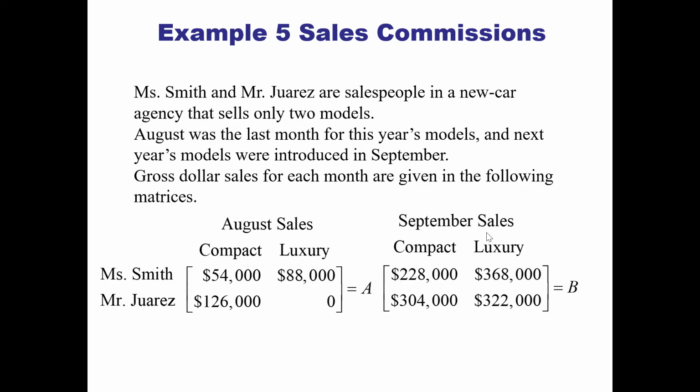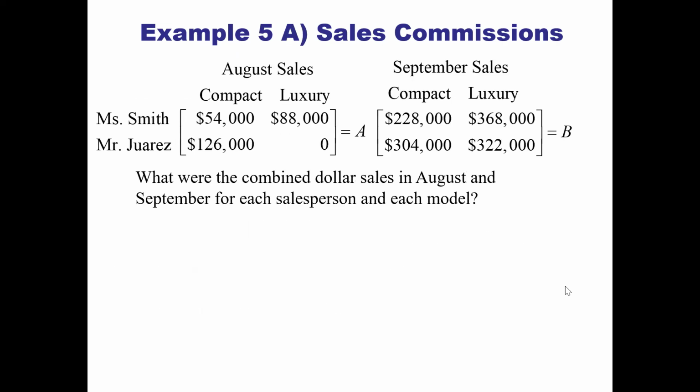Then this is September sales, and again, compact and luxury, and this is what matrix B is. Okay. And so what they want to know is, what were the combined dollar sales in August and September for each salesperson and each model?